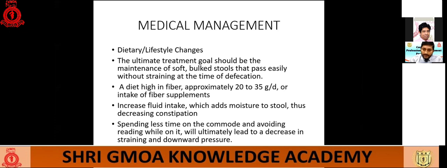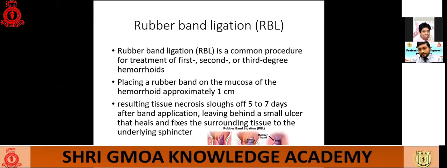So how are we going to manage these patients? For first degree and second degree hemorrhoids, we can try non-medical management, like changing the diet into a high fiber diet of around 20 to 35 grams per day, increasing fluid intake, and trying some stool softeners. But this is okay for first or second degree hemorrhoids; third and fourth degree hemorrhoids cannot be managed like this. The other common method of managing hemorrhoids, especially second degree and third degree hemorrhoids, is the use of rubber band ligation.